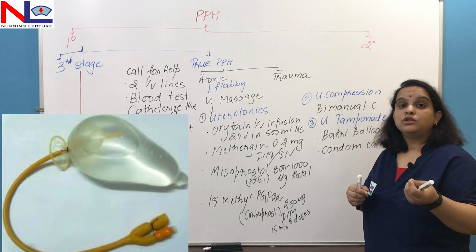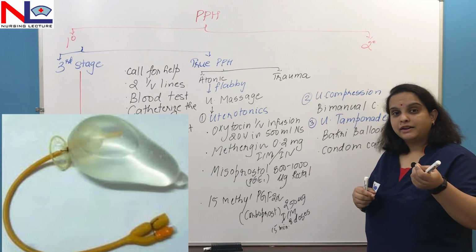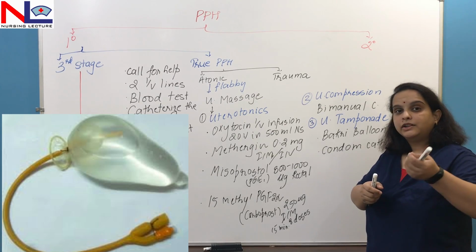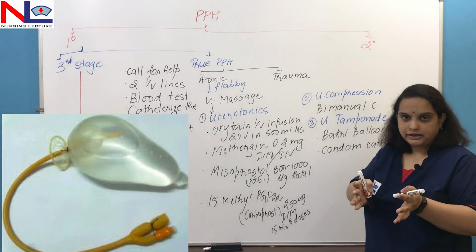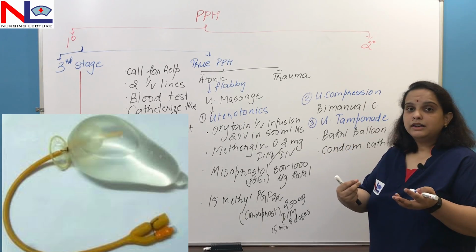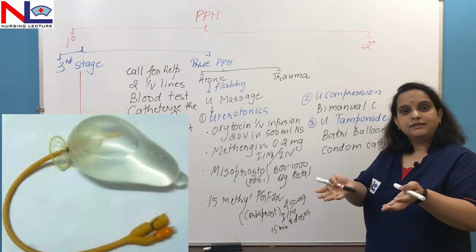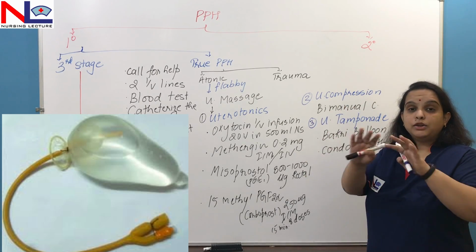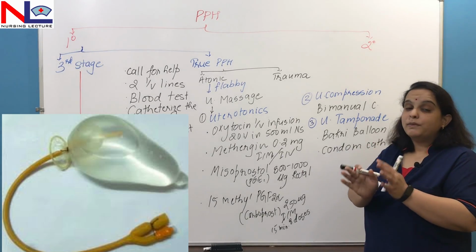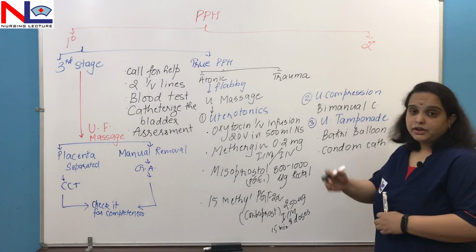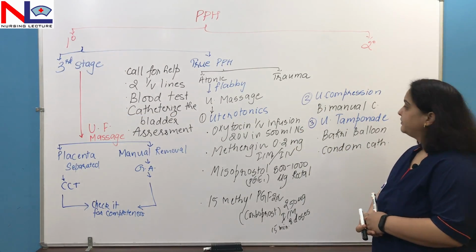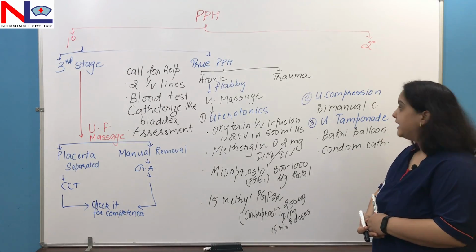We will use the condom in a deflated manner, and we will tie it to the Foley's catheter, okay, and in a deflated manner we will introduce it in the uterine cavity, and by this Foley's catheter we can infuse normal saline. So again that will fill the uterine cavity in a balloon manner, and that will compress the open sinuses and stop the bleeding.